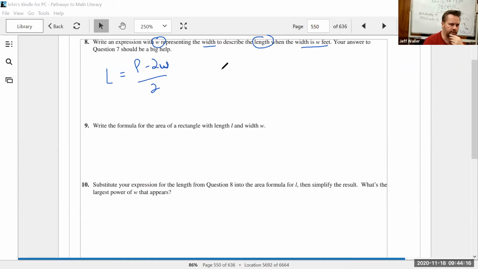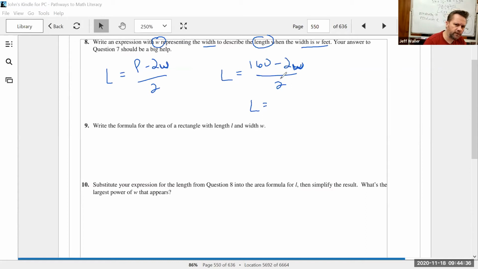In which case, I can be more specific. For this specific problem, it was 160 minus 2W divided by 2, right? That's the one we just came up with earlier. And then I showed you an even better way.